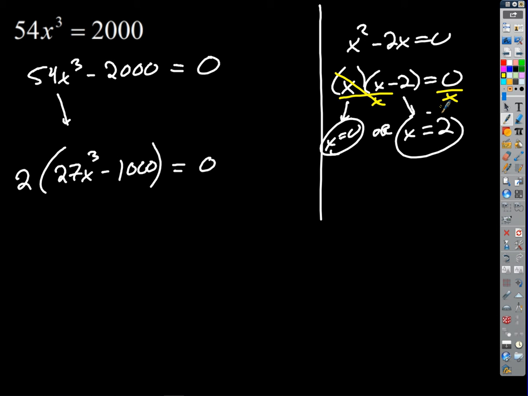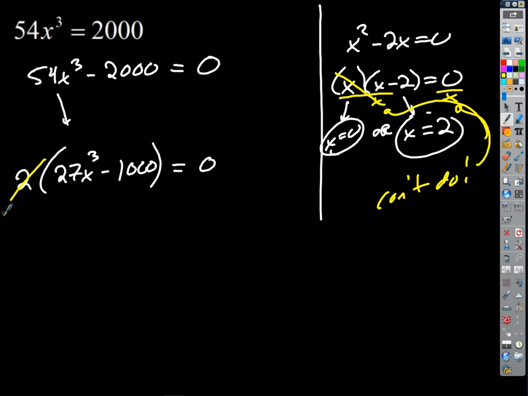You cannot divide by a variable, right? Bad idea. So you can't do that. But you can divide each side by 2. What's 0 divided by 2? 0. So I can just get rid of that, right?